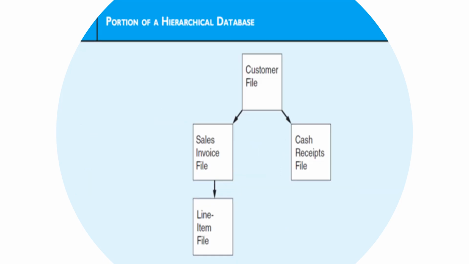You can see here an example of a portion of a hierarchical database. You have the customer file, and then under the customer file we have the cash receipt file, and then we have the sales invoice file, and then line item files and so on. Okay, that's how it is connected in terms of a hierarchical database.